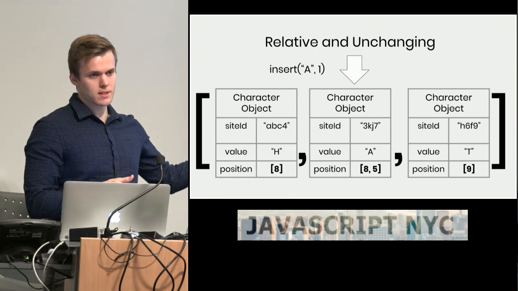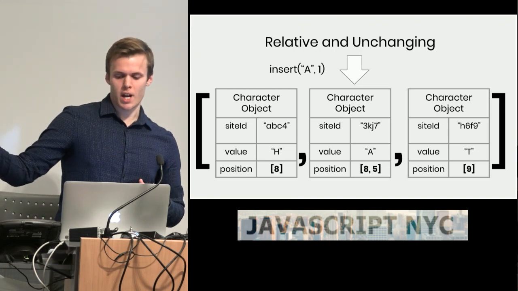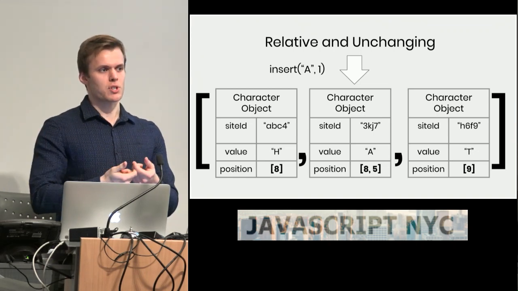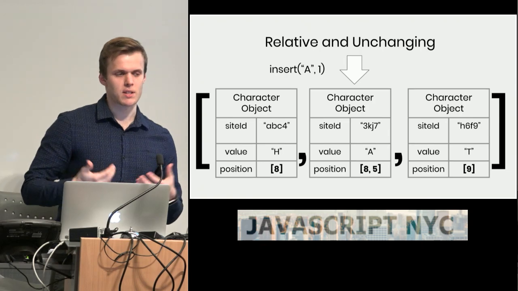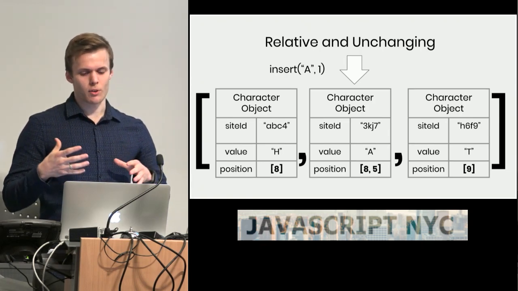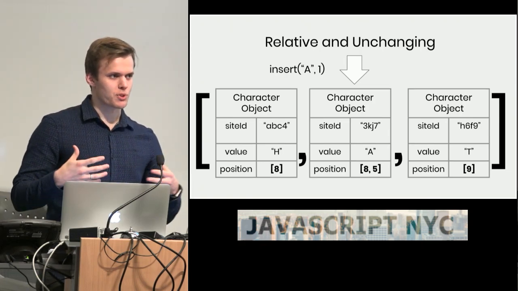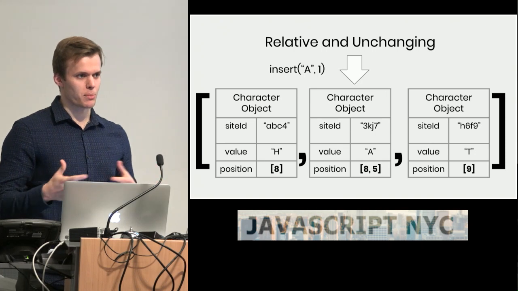It has a position of 8. It looks at the T, which has a position of 9, and generates a position that comes in between it, in this case 8.5. So you might be wondering, why is 8.5 less than 9? What's the criteria that I'm using to compare positions together?